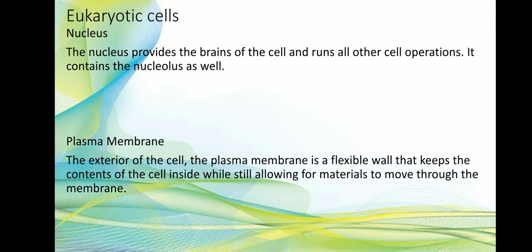In eukaryotic cells, we have the nucleus. The nucleus is the brain of the cell and runs all other cell operations. It controls and regulates the activities of the cell such as growth and metabolism, and carries the genes that contain the hereditary information.